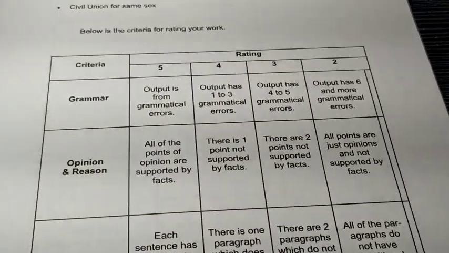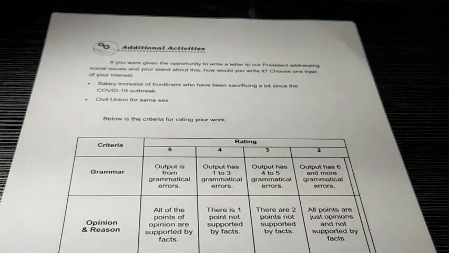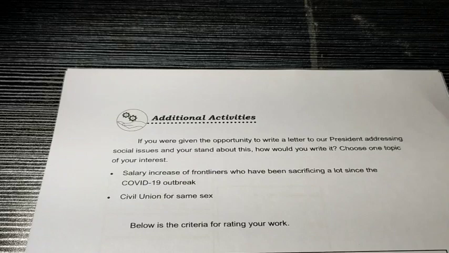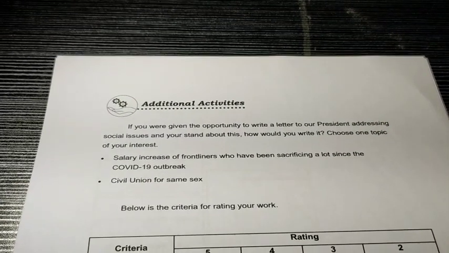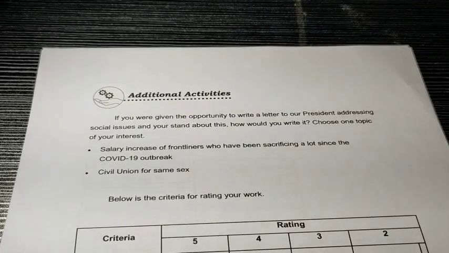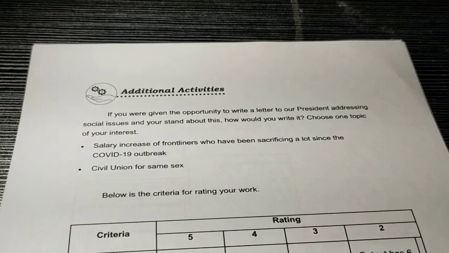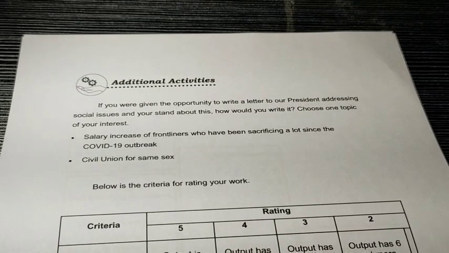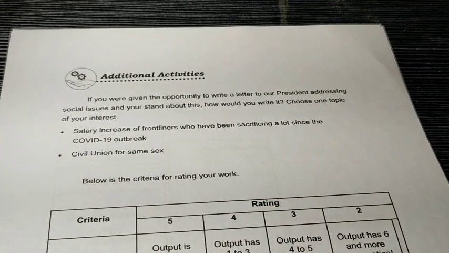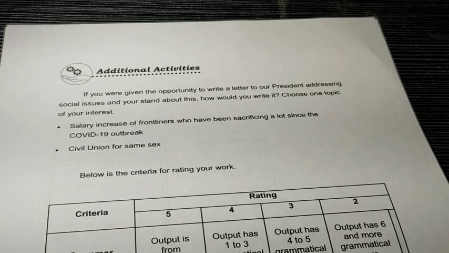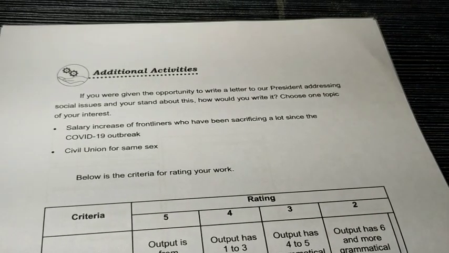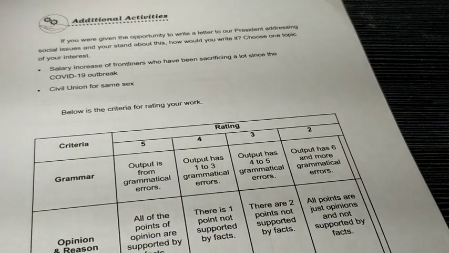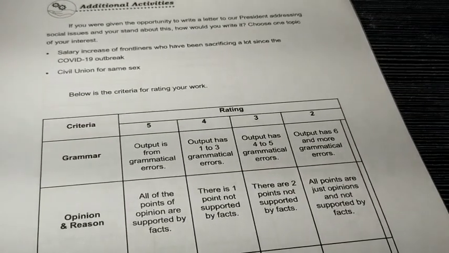So for your additional activities, if you were given the opportunity to write a letter to our president addressing social issues and your stand about this, how would you write it? Choose one topic of your interest. Number 1, salary increase of frontliners who have been sacrificing a lot since the COVID-19 outbreak. And then, it can be a civil union for same-sex couples. So you have your rubric here, your criteria.